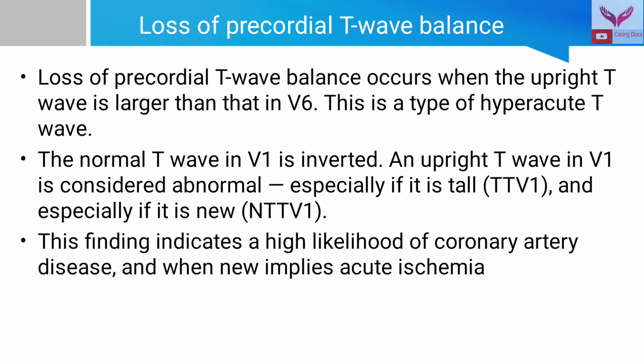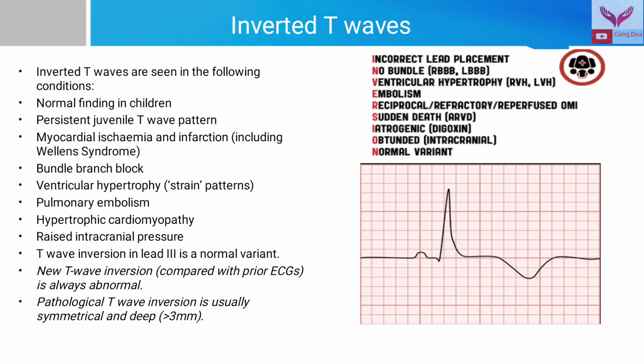Loss of precordial T wave recession occurs when the upright T wave in V1 is larger than that in V6. This is a type of hyperacute T wave. The normal T wave in V1 is inverted, and an upright T wave in V1 is considered abnormal, especially if it is tall and especially if it is new. This finding may indicate a high likelihood of coronary artery disease, and when new implies acute ischemia.